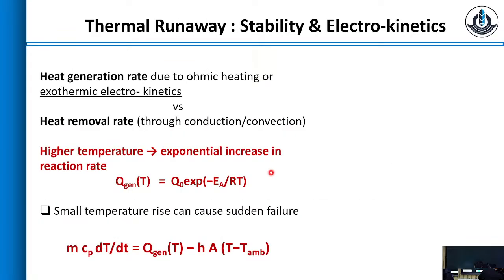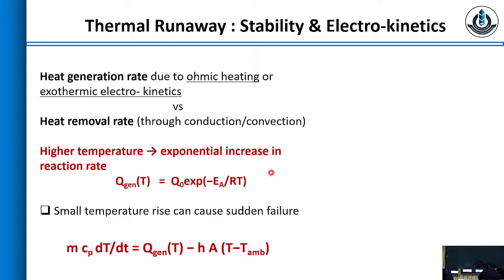So now we have understood what is the mechanism of the heat generation that is happening inside a battery and what leads to that heat generation. Now, if you want to build a small, simple model to basically predict this behavior, we have the heat generation rate due to two reasons. One is ohmic heating because of short circuits, where you have large flow of current. Then it can lead to I squared R, resistance heating.